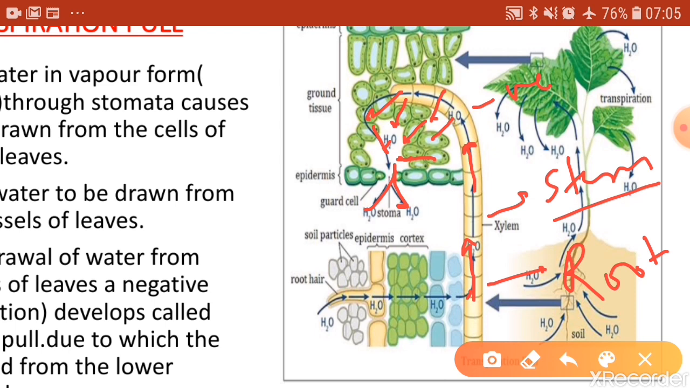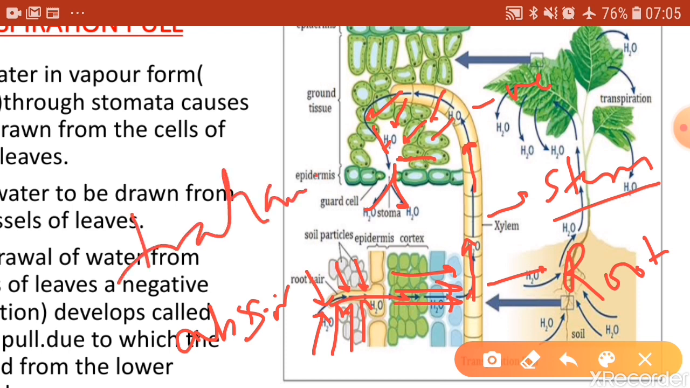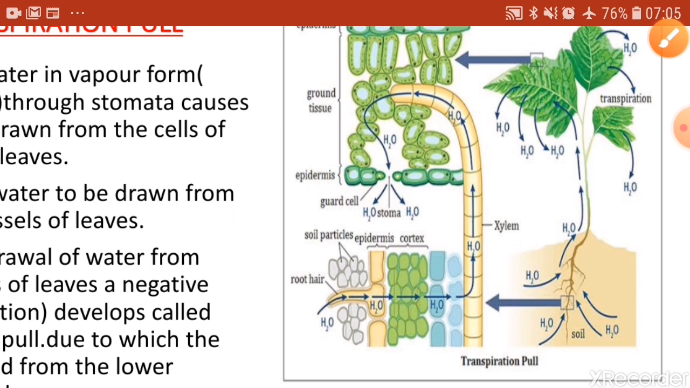So when this happens, the xylem vessels of the root withdraw water from the cortical cells of the roots, and when this happens, the cortical cells will take water from the root hairs, and the root hairs will absorb water from the soil. Not just water, the minerals are also absorbed. So in this way, transpiration helps in both absorption and transportation of water and minerals.